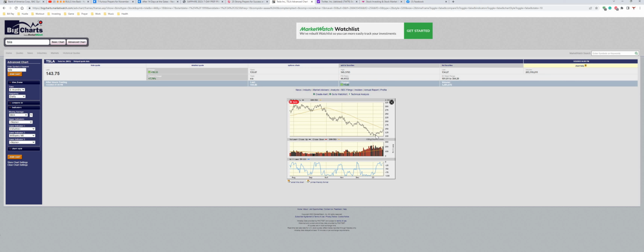So this right here, as you can see, the price of the stock is going up. It may be a dead cat's bounce, but when this price action right here penetrates this 50-day moving average line, that is a good sign for Tesla to go back up.